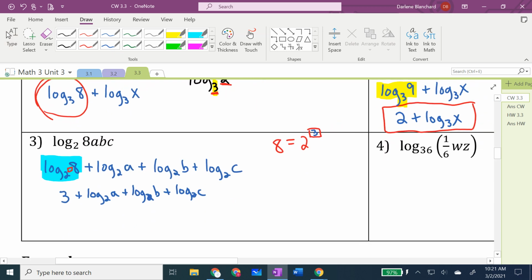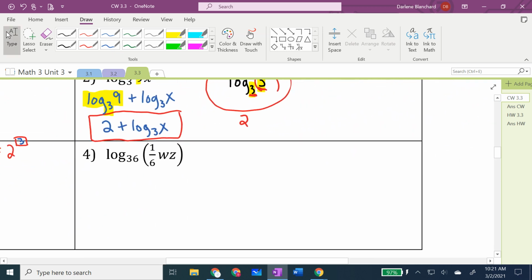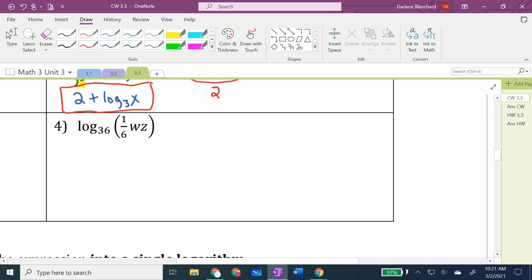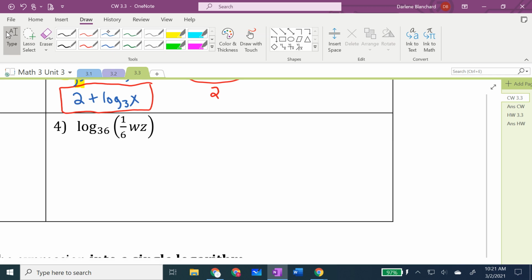Okay, now a fourth problem, a little harder. What we're doing with our new log rule isn't the hard part for this one. So with our new log rule, we have 3 things multiplying. That means I'm going to turn this into 3 logarithms that are adding.